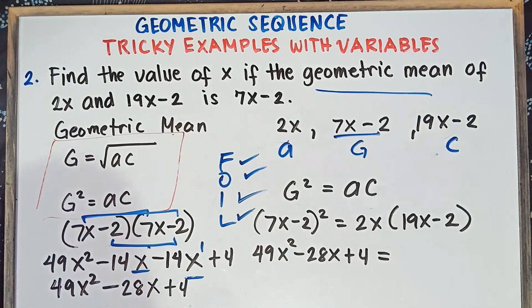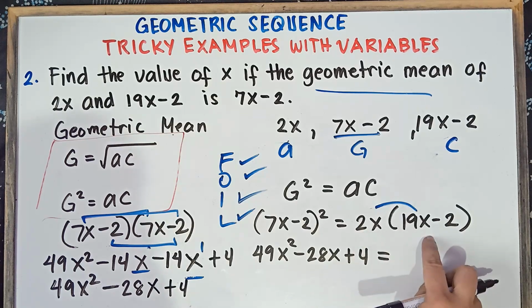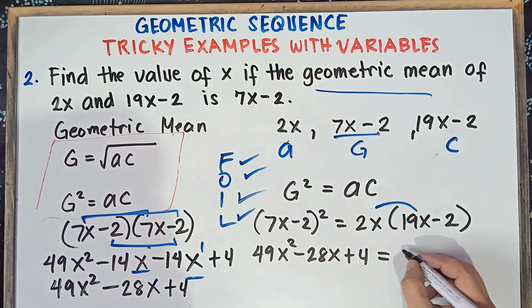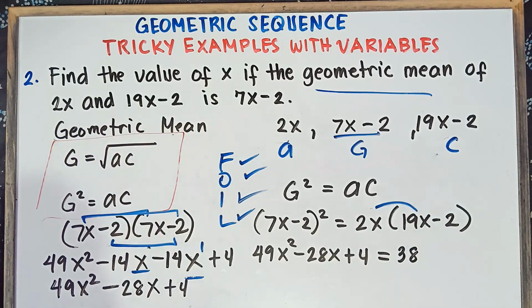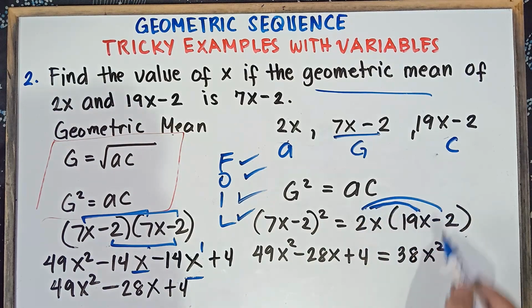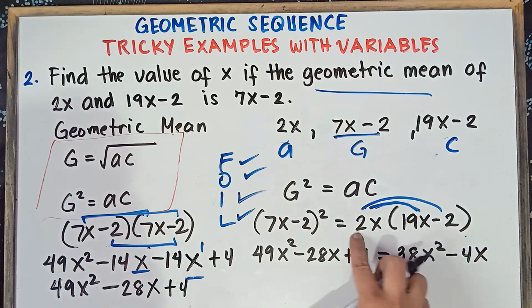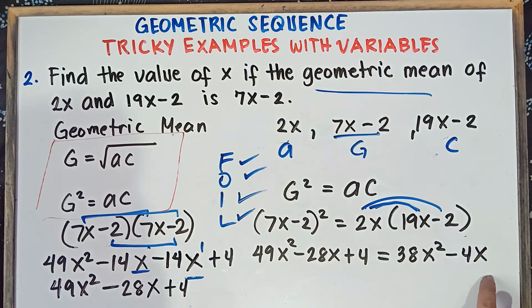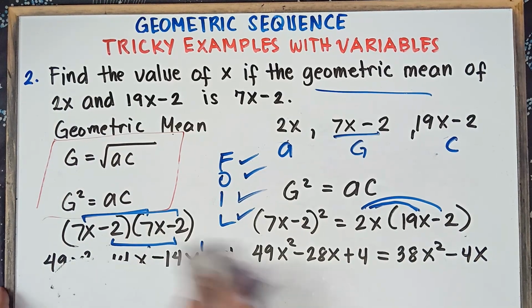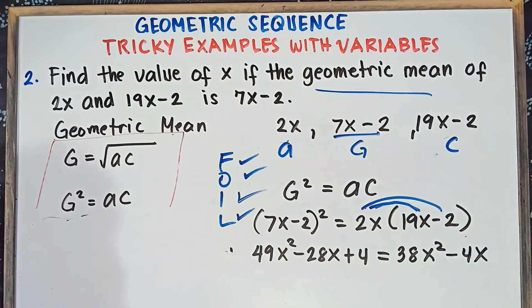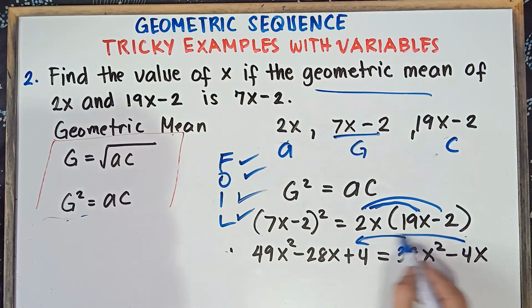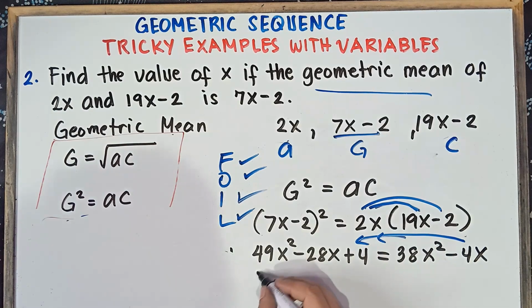Equals, and then simply distribute this one. You multiply 2x times 19x. So 2 times 19, that would be positive 38. And then x times x, that would be x squared. And then simply multiply this one: 2x times negative 2, that would be negative 4x. 2 times negative 2 is negative 4, simply copy x. Alright, and then simply transpose this one. So this will be 49x squared.